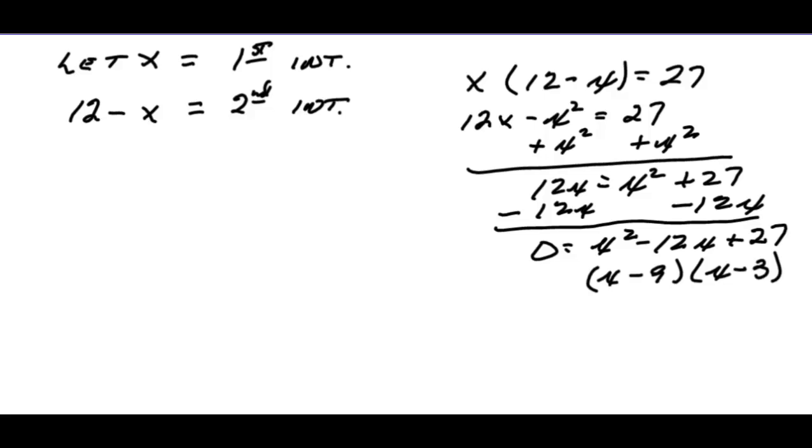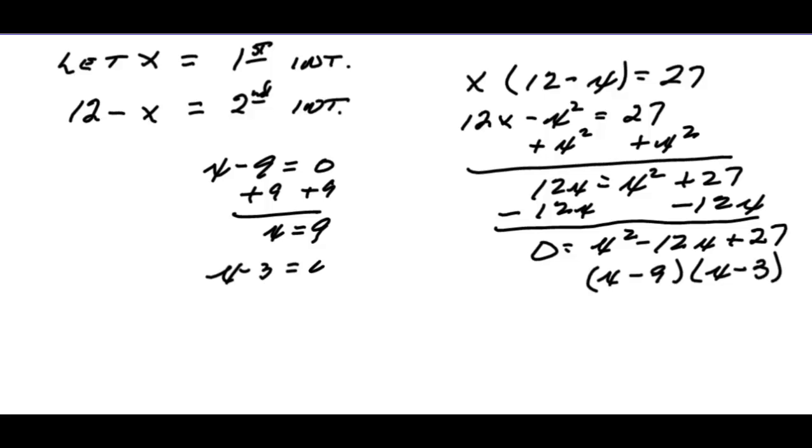Now we can set each one of those equal to 0, and I'm going to do that over here on the left. x minus 9 equals 0. Add 9 to both sides, and I get x equals 9. Putting x minus 3 equals 0, adding 3 to both sides, I get x equals 3.